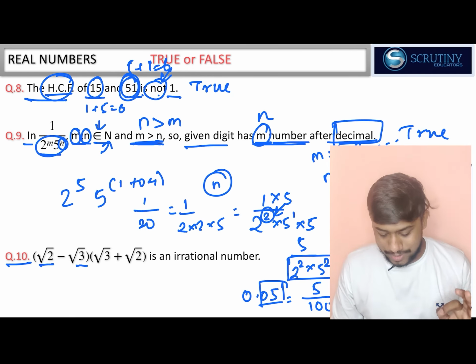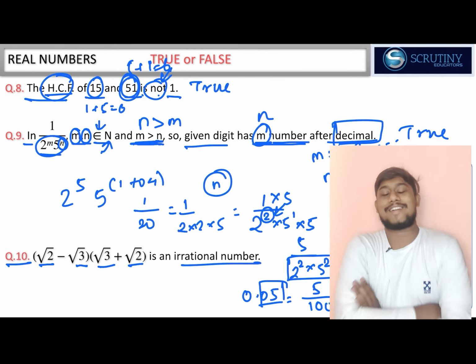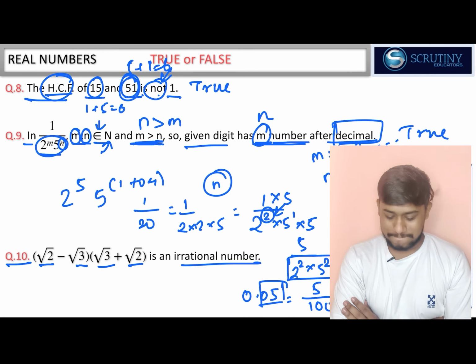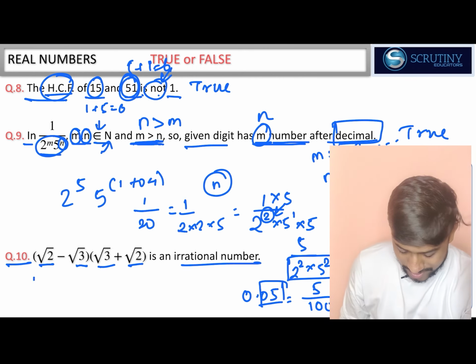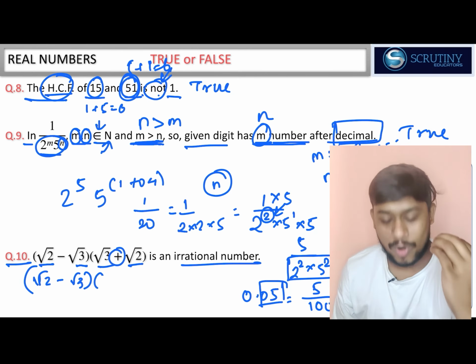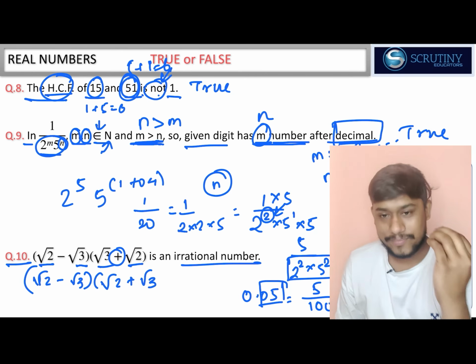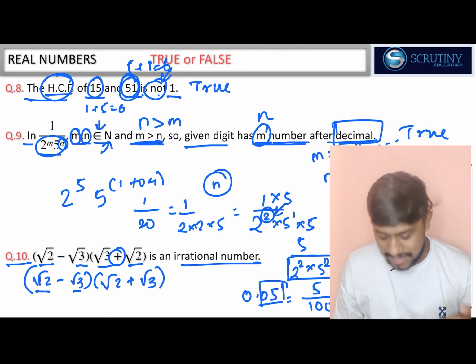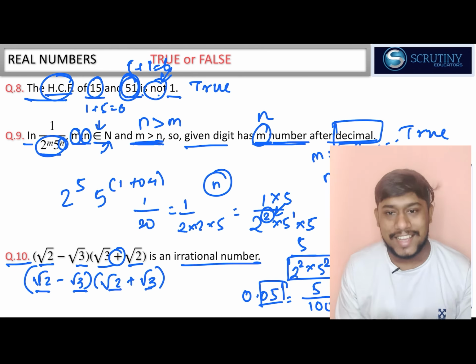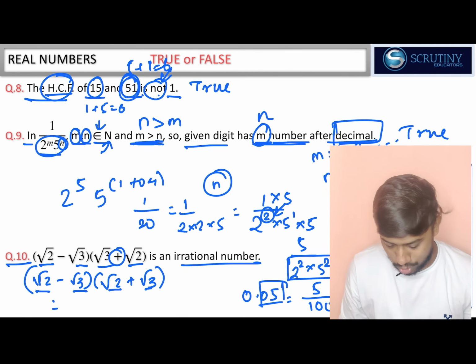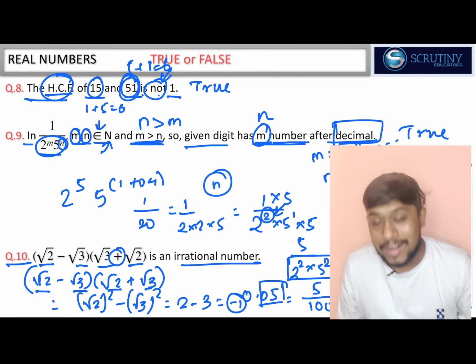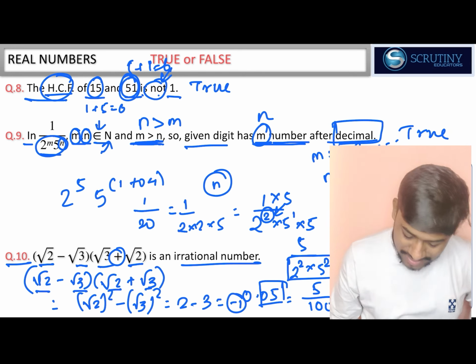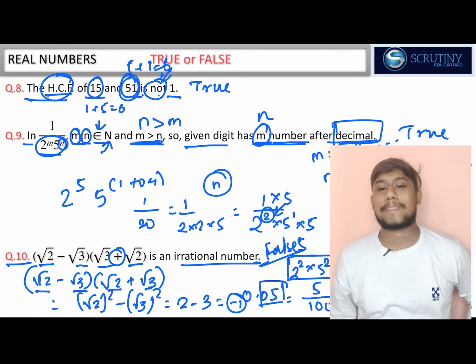Root 2 minus root 3 plus root 2 is an irrational number. Now give me the answer. Okay, now just see what they gave you. Just interchange, my dear students. Using the commutative property, you can write root 2 plus root 3, right? The identity a minus b, a plus b is a square minus b square. So root 2 square minus root 3 square, what we have is 2 minus 3, and minus 1 is a rational number. So your answer is false.